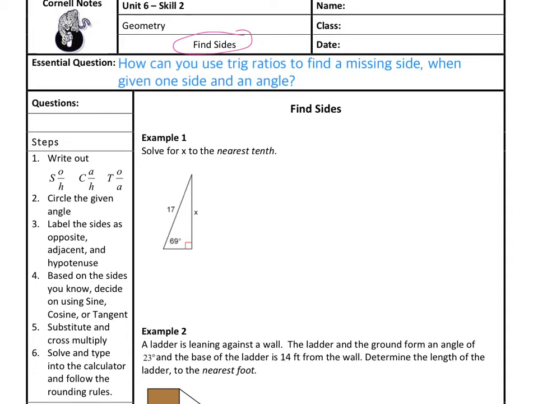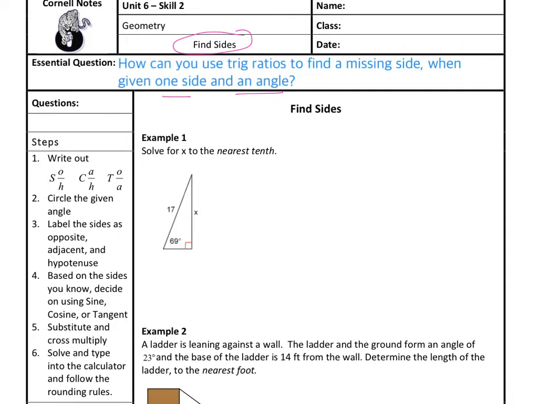So we're now going to use what we learned in skill 1 about setting up trig ratios to help us find actual side lengths. So your essential question for today is how can you use trig ratios to find a missing side when given one side and an angle? So you have to be given those two pieces of information, one side and an angle, to be able to find any other sides that you want.